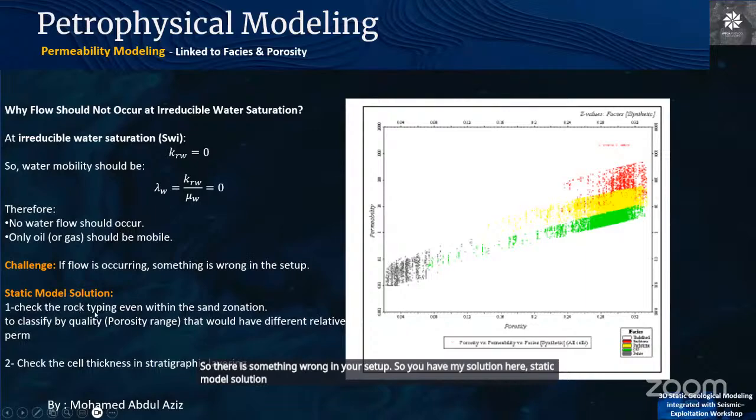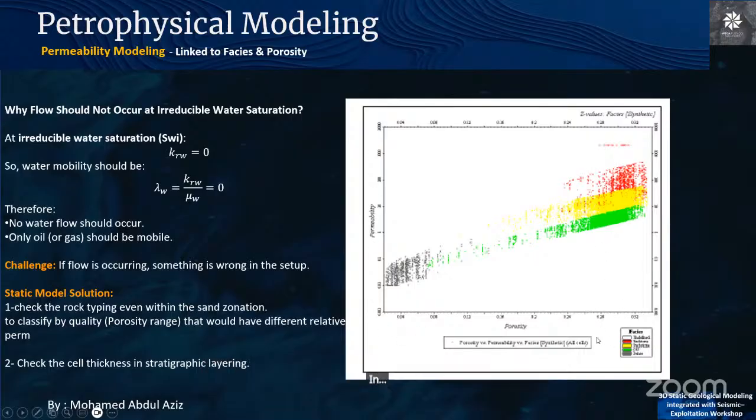You have to check the rock typing, because if you look at the curve between the porosity and the permeability, at this value of porosity you have different values of permeability.